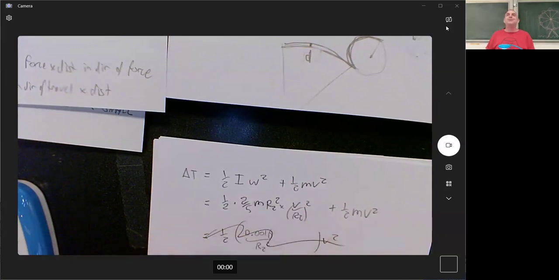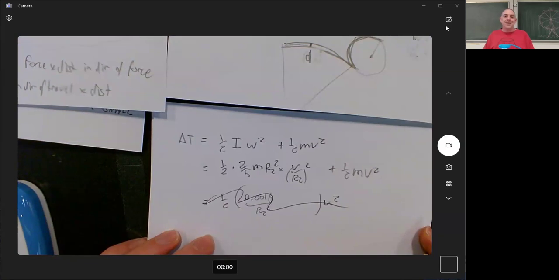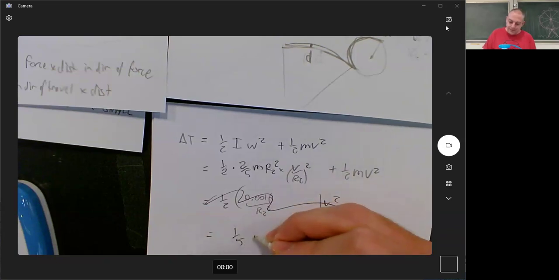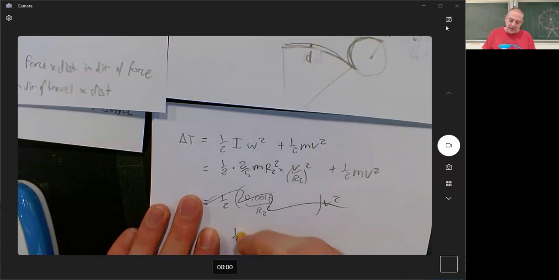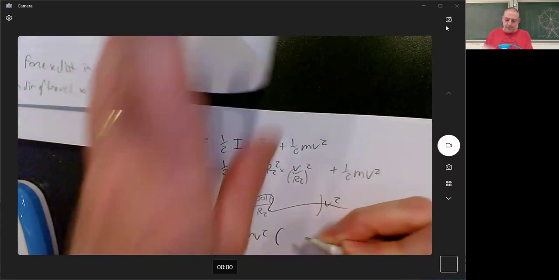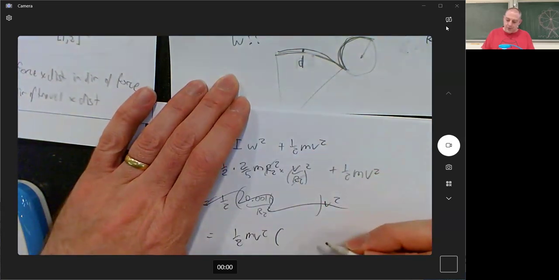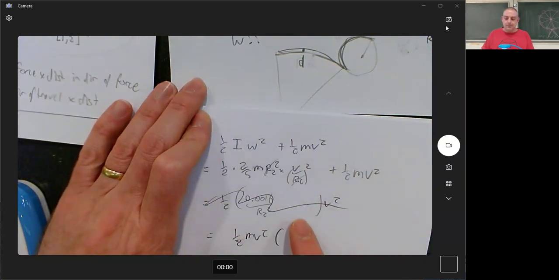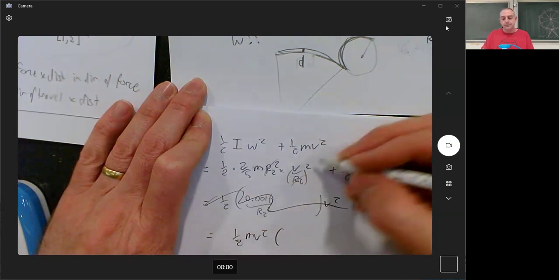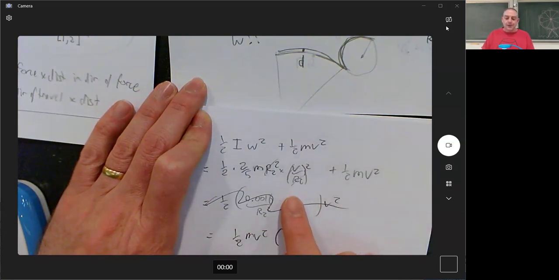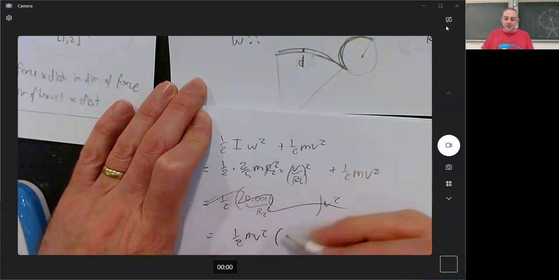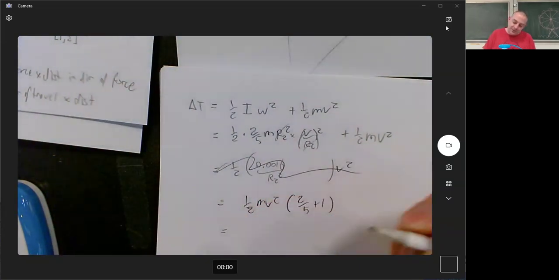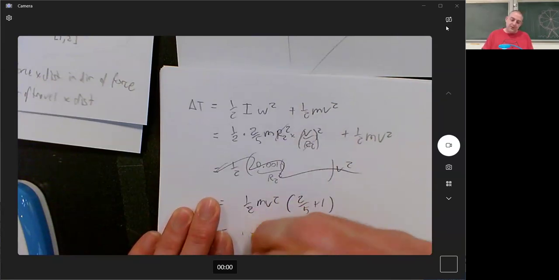And the R squareds cancel. And so does the m, well, on the other side, yeah. So we end up with the half m v squared in both of them, and they cancel. So we've got 2/5 plus 1. It's R squared on top, R on one, but that's inside the square. And so the half m v squared is in both parts, and we're left with 2/5 plus 1, which is 1.4. And a half times 1.4 is 0.7.